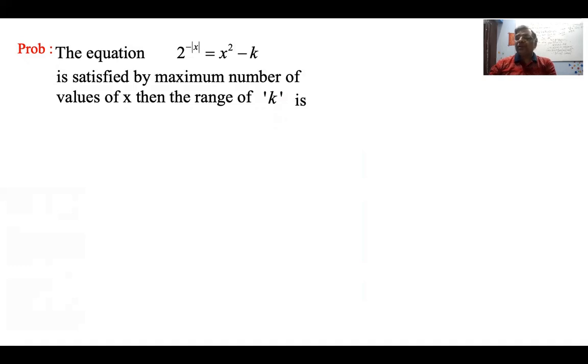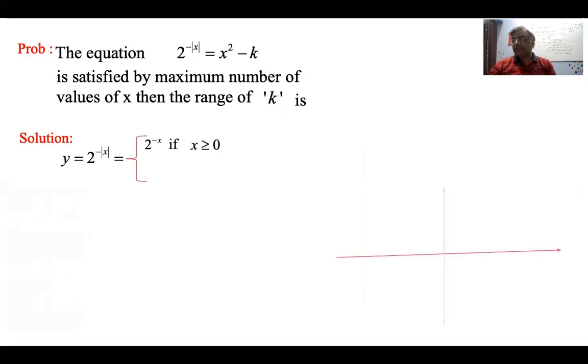In this problem, we are supposed to think that y is equal to 2 power minus mod x is one graph, one function. This graph's pieces are nothing but 2 power minus x when x is positive. Let us see its graph, x-axis, y-axis. That graph will be there like this. And this is y is equal to 2 power minus x, when x is positive. So in the right side of the y-axis only that piece is taken like this.